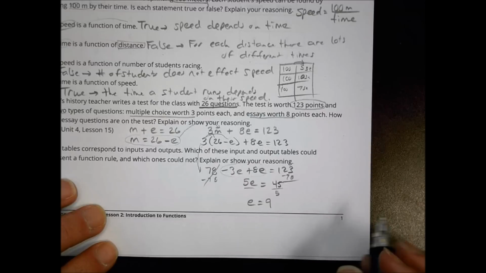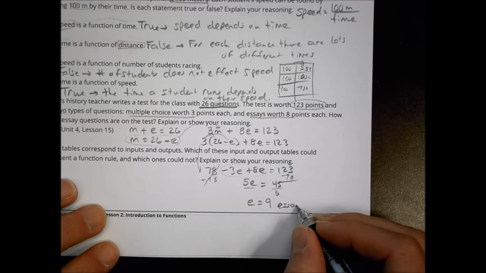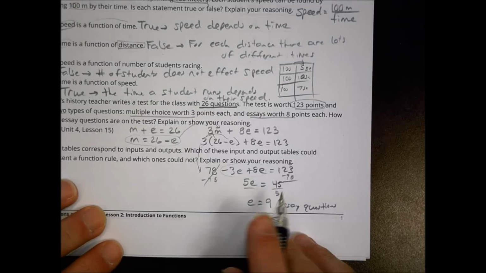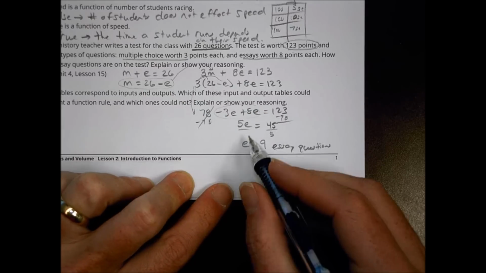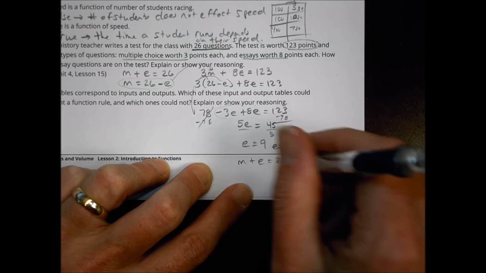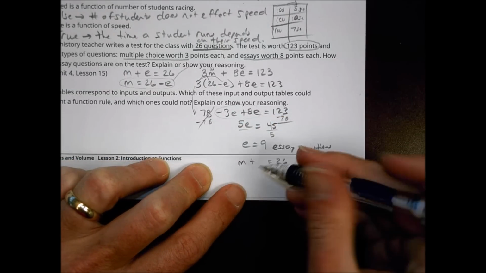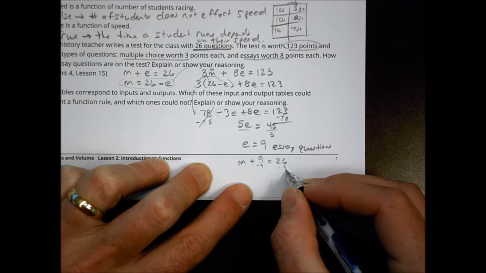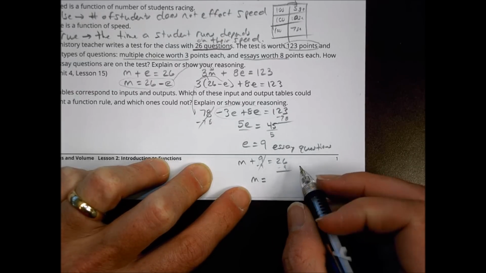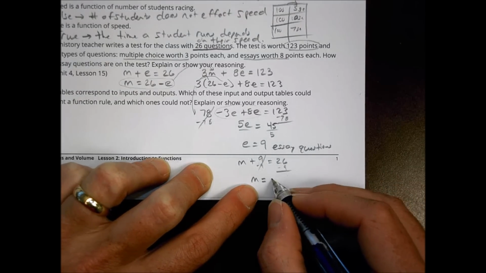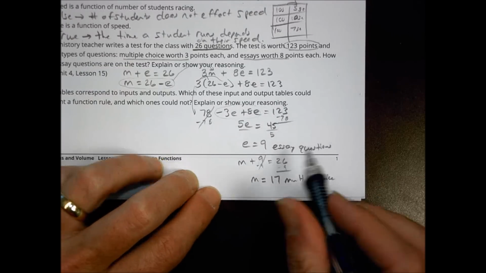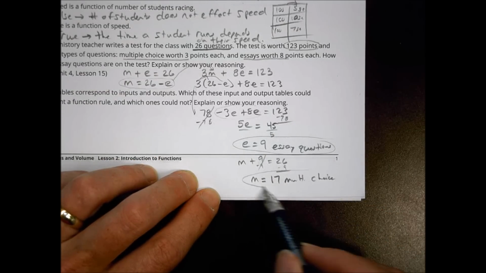That means there are 9 essay questions on the test. To find out how many multiple choice ones there are, I take that number and plug it back into my M plus E equals 26, right? So we take away the E, we put a 9 right there, subtract 9 from both sides, so that M is going to be equal to 17, right? So there's 17 multiple choice. So I have my 9 essay and my 17 multiple choice questions on the test.